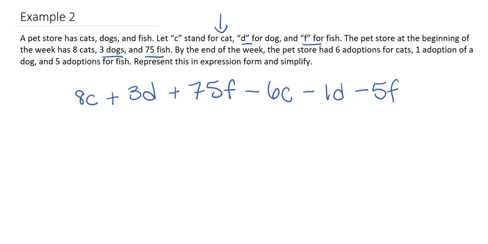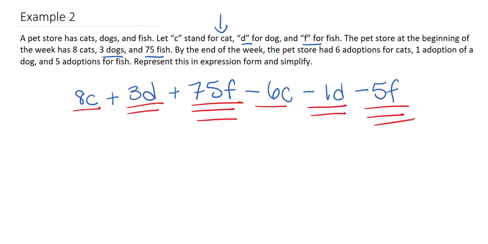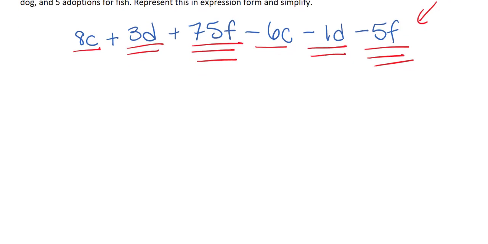Now let's go ahead and just underline the like terms. So this is a like term because they both have C. Then we have 3D, and then we have negative 1D or minus 1D. So those are like terms. And then finally we have the 75F, and then we have a minus 5F, which would make sense. So first we represented this whole thing by an expression of what we started with and what the adoptions look like in terms of subtraction. And now we just need to go ahead and simplify.